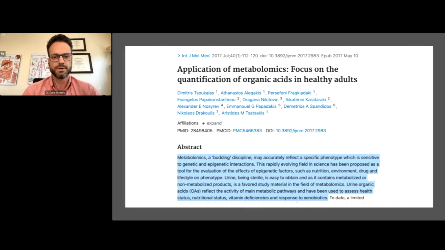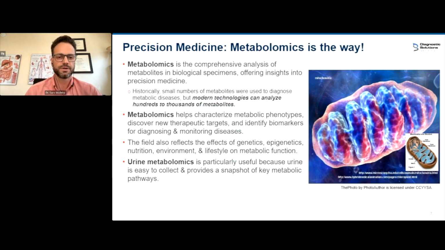So on the website, when you get to that organic acids profile page, if you scroll all the way to the bottom, there are some resources listed. The first research paper listed in the resources is this paper, Application of Metabolomics. It is a great paper, and I've highlighted the first couple sentences of the abstract. You don't have to read that right now. You can read the paper and the abstract later, and I've summarized it here for you.